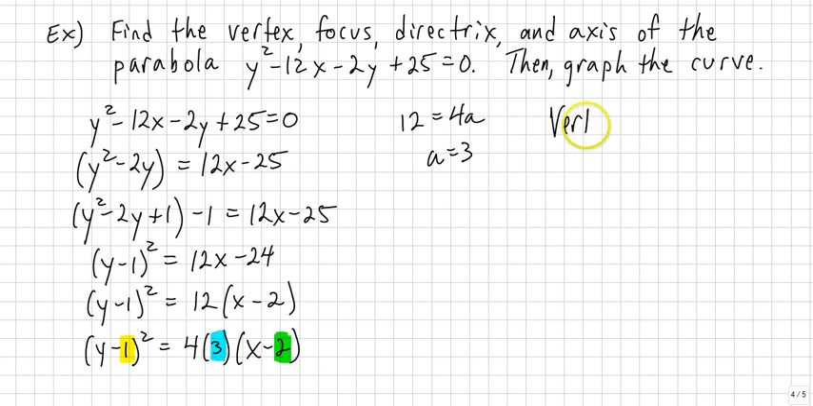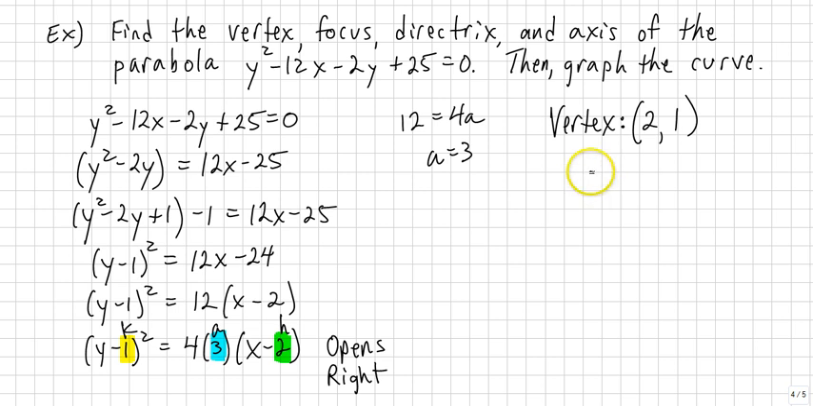So let's start with the vertex. The vertex is hk, so it'd be 2, 1, right? This is our h, and then this would be our k, and this is our a down here. We also know that since it's y squared and 4 times 3 is a positive number, it's going to open to the right.